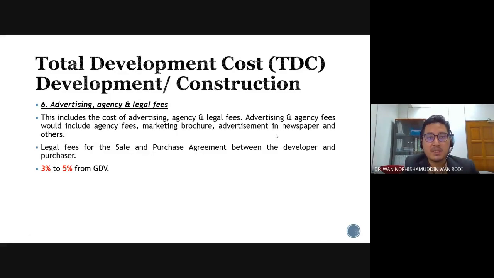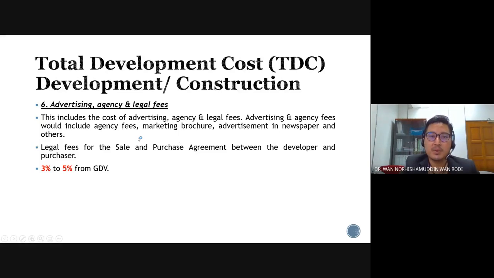Okay, number 6, advertising, agency, and legal fees. This is also part of the very significant costs that we need to allocate within a development project, because normally advertising will be conducted prior to the start of the project, at the launching stage. Then advertising needs to be conducted again at the end of the project period, whereby after the project is completed, the developer will do certain advertising to promote their product, to promote their unsold properties again. So this includes the cost of advertising, agency, and legal fees.